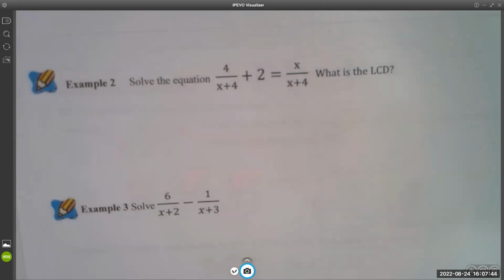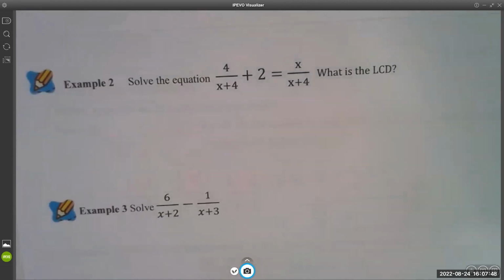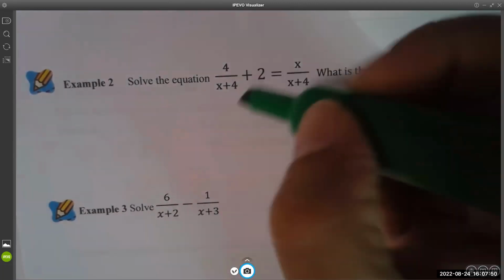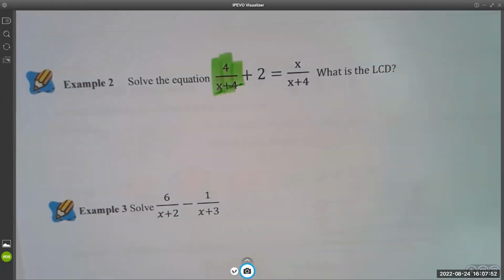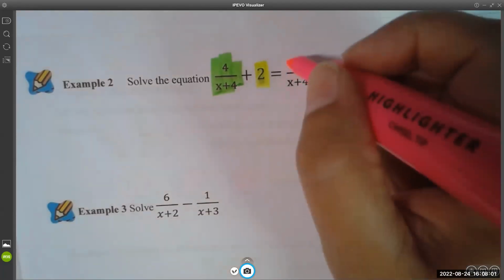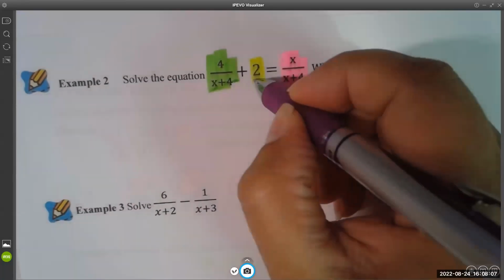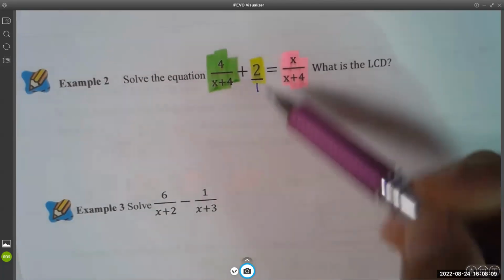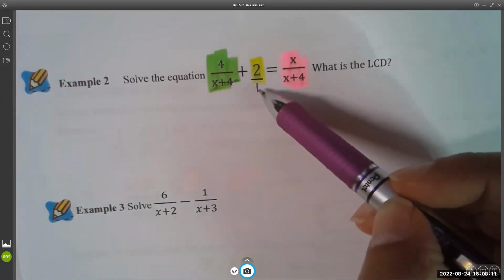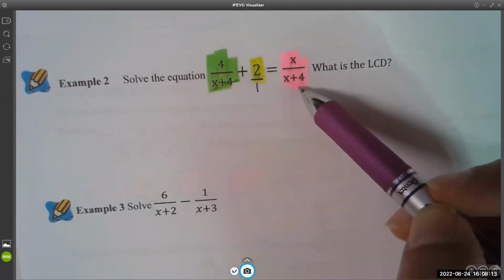parts to them. This equation, the way I see it, has 3 parts. You know, you've got this fraction, and then you've got the whole number 2, and then you've got the fraction at the other side of the equal sign. And so whole numbers can be fractions. Integers are part of the rational number family. And so the way I see this denominator is a 1. It's the only one that doesn't match.